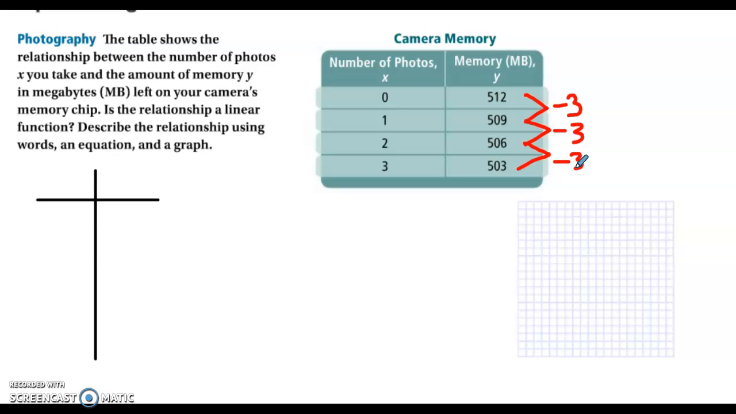So remember, subtracting is the same as adding a negative. So what I keep adding each time is -3. So this is linear. This is a linear situation.